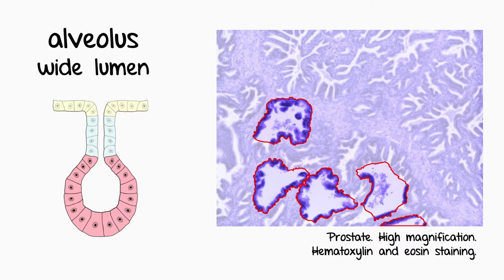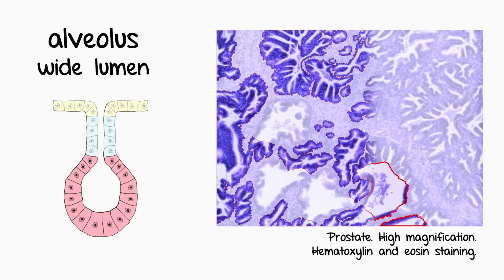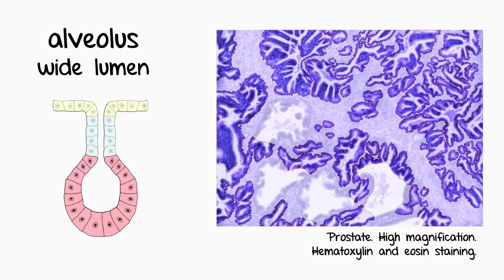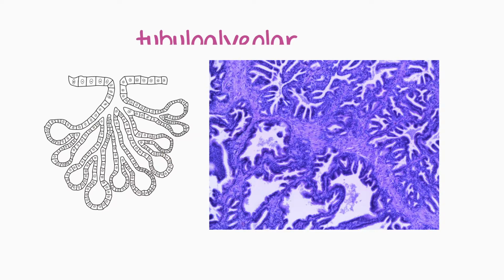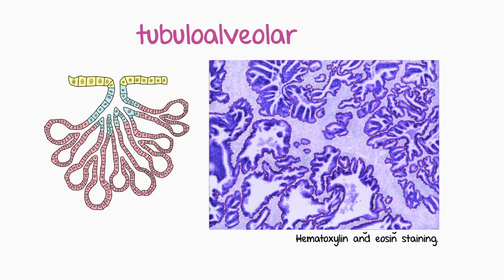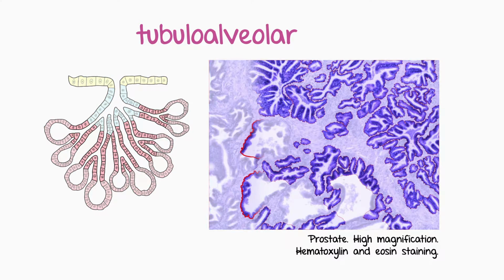We can thus easily see the alveoli with wide lumens on the prostate slide. Still, we also find secretory portions in tubular shape. This happens because the prostate is formed by tubuloalveolar glands, which means that the secretory cells are organized in both tubules and alveoli.